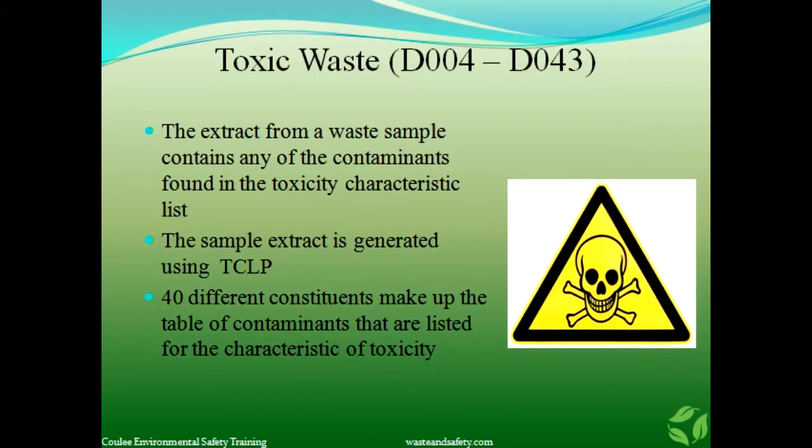All right, our last characteristic is toxic or toxicity. A waste exhibits a characteristic of toxicity if, when tested using the toxicity characteristic leaching procedure, also known as TCLP, or it's also called T-clip sometimes, the extract from a representative sample from the waste contains any of the contaminants listed in the toxicity characteristic list in the regulations, at concentrations equal to or greater than the respective values shown in that table.